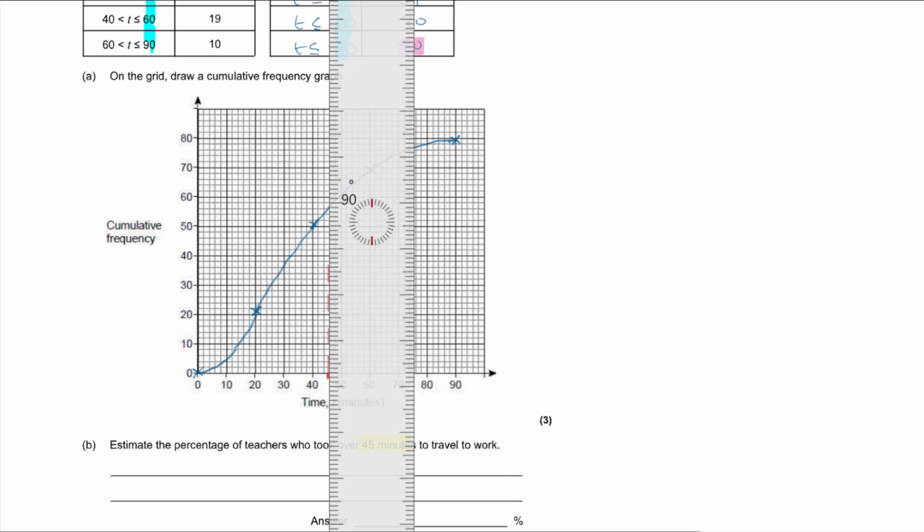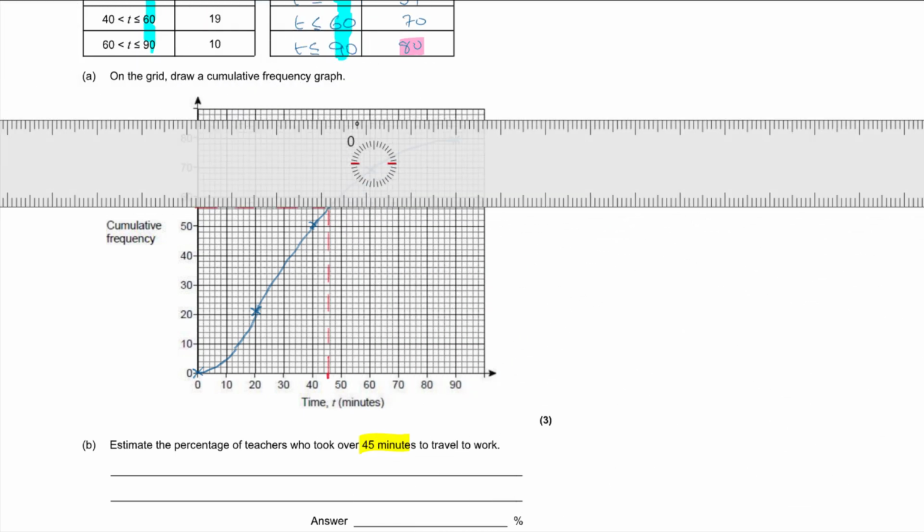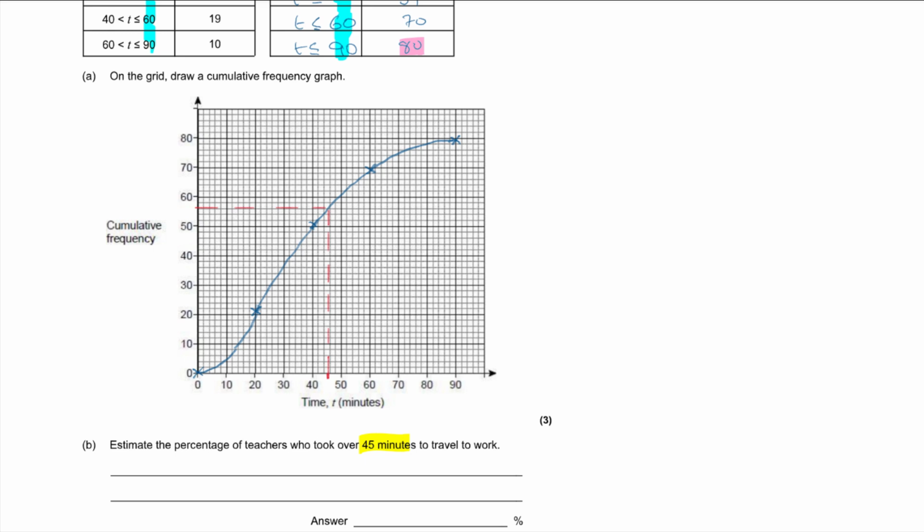So you're using a little dotted line to show some method. Let's get rid of that. So I'm reading that as coming off at about 3 squares above 50, so that's like 56, isn't it? Okay. Now, but remember what I was saying earlier. What this graph is telling you is that below 45 there are 56. All these people, all these 56, have got a time of 45 or less. Now we want people who took over 45 minutes.